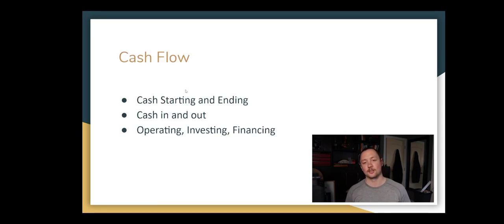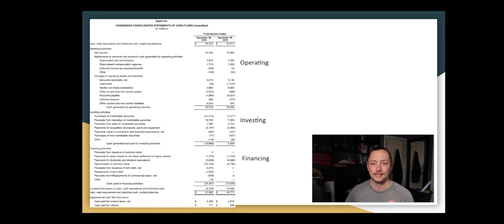The idea here is you're looking at the starting cash and the ending cash and what happened in between there, the cash in and the cash out for the company. And it's broken down into three sections: the operating, the investing, and the financing sections of the cash flow statement. So when we look at this, this is the exact same document from Apple. This is the cash flow statement from the same time period.